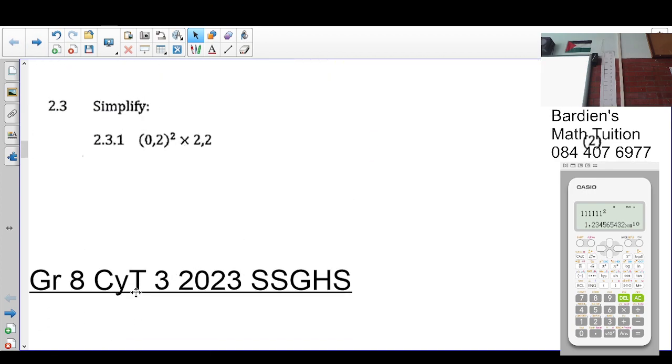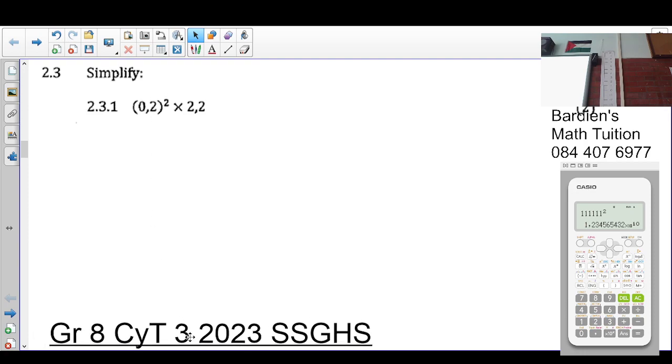2.3. So it's 0,2 squared times 2.2. So that's the same as saying 0,2 times 0,2. Now 0,2 times 0,2 is 4, not so? And how many digits must be after the decimal? 2. Why? Because there's 1 and there's 1. So there's already 2.